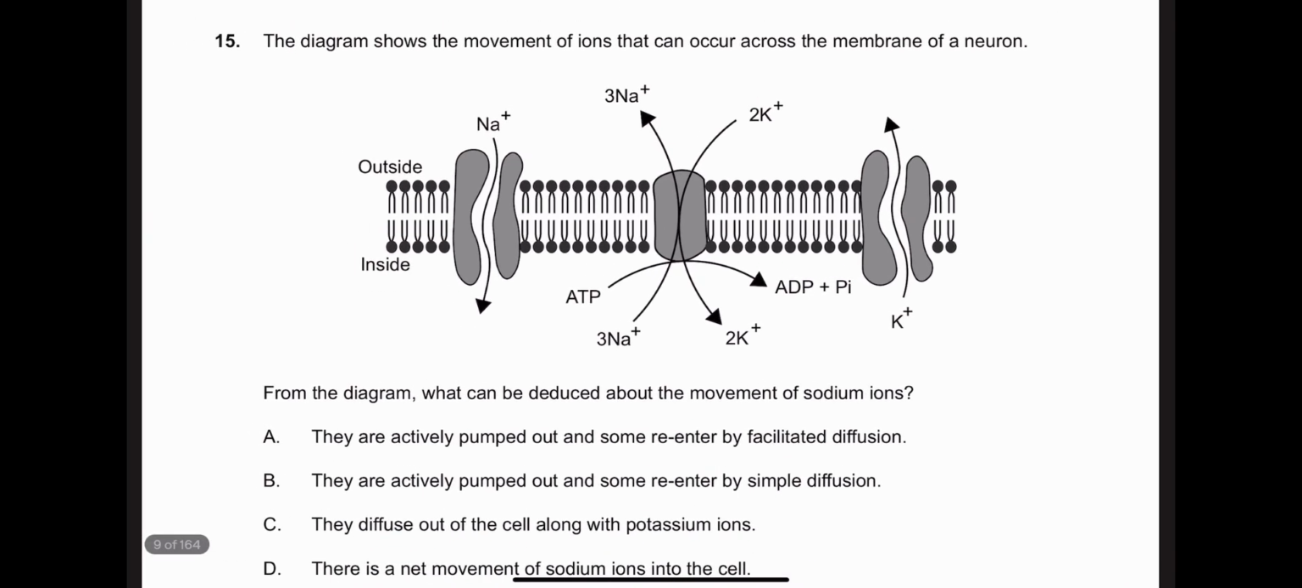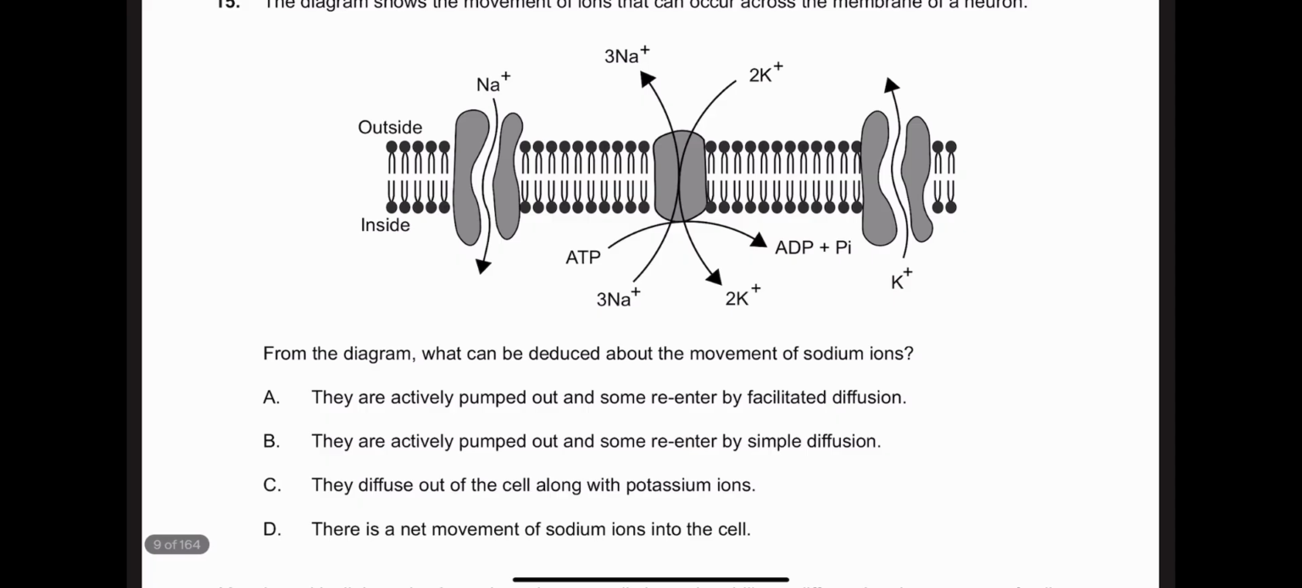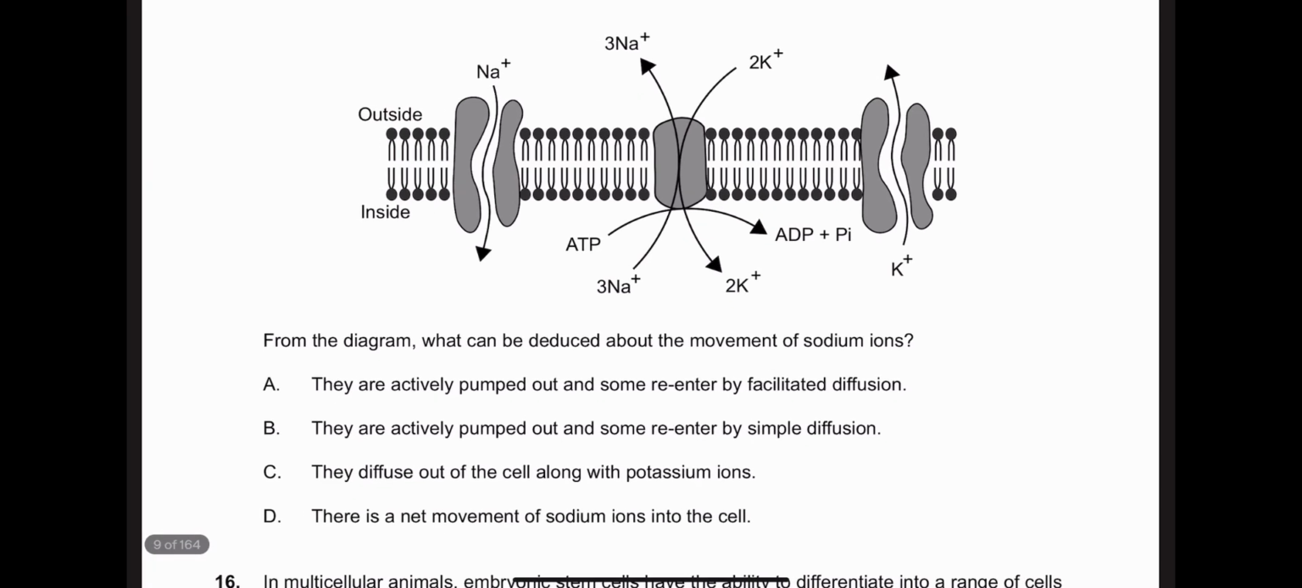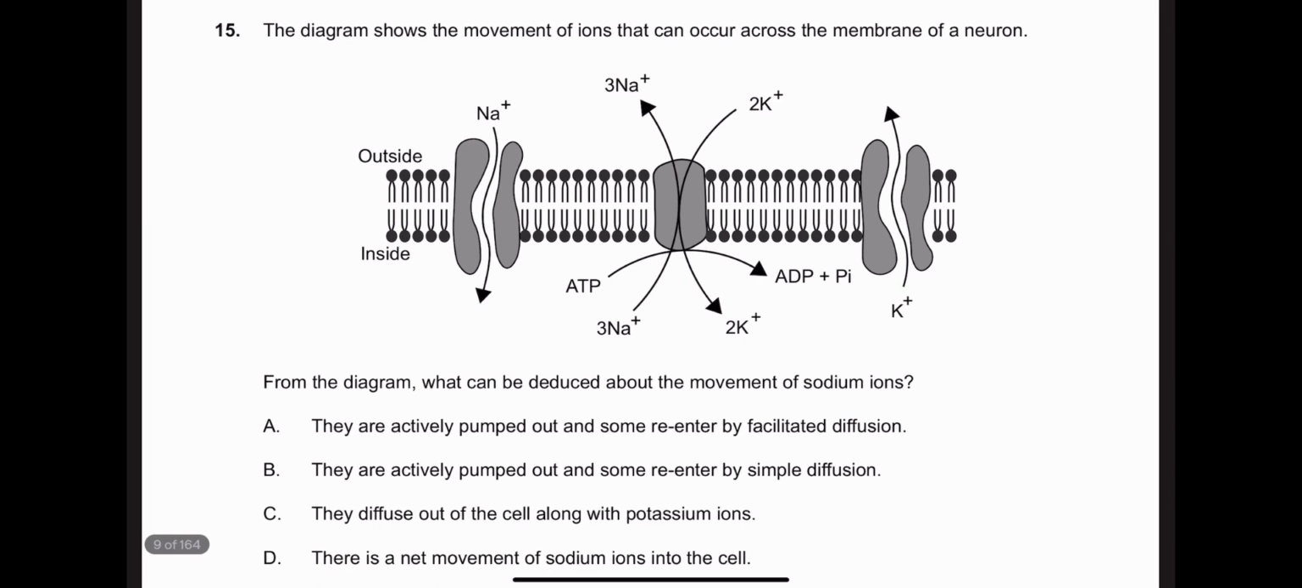15. The diagram shows the movement of ions that can occur across the membrane of a neuron. From the diagram, what can be deduced about movement of sodium ions? So we have this diagram here. It's just a sodium-potassium pump. They are actively pumped out, and some re-enter by facilitated diffusion. So we can see they're actively pumped out here by ATP being hydrolyzed to ADP.